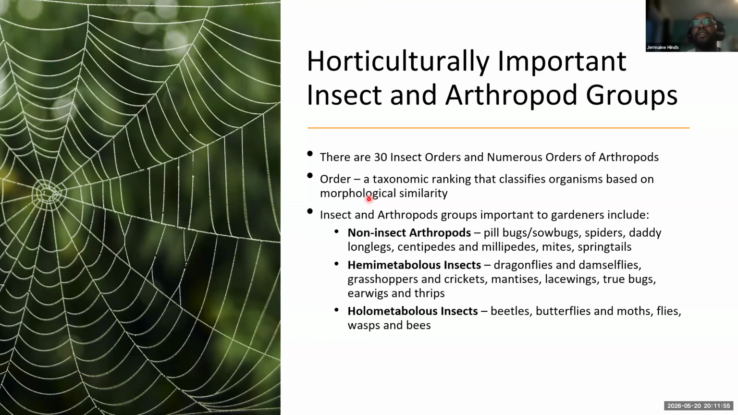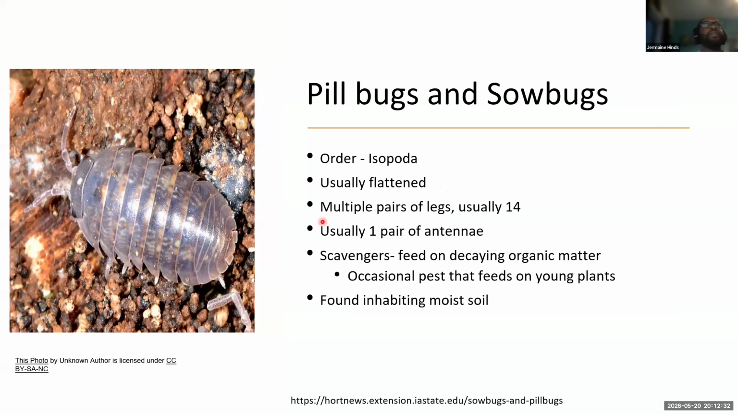And so insects and arthropod groups are important to gardeners. They include non-insect arthropods. We'll talk about your pill bugs, spiders, daddy longlegs, centipedes, millipedes, mites, springtails, hemimetabolous insects, so incomplete development. These include your dragonflies, damselflies, grasshoppers, crickets, lacewings, true bugs, things like thrips. Then you have your holometabolous insects, your beetles, butterflies, moths, flies, wasps, bees. And we talk about which ones are pests, which ones are beneficials. So first up are your pill bugs and sow bugs.